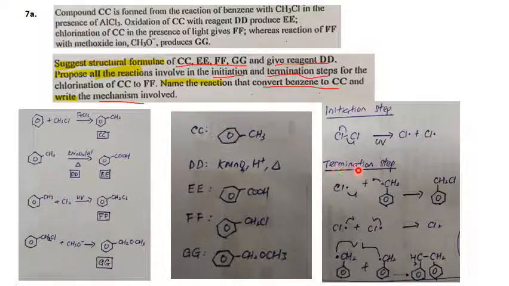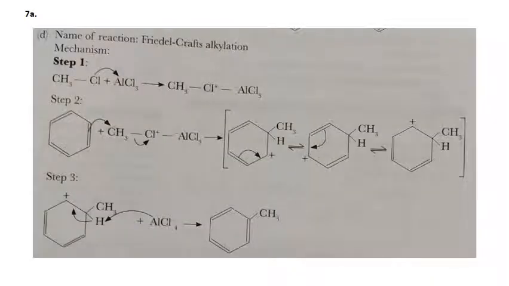Then for the termination step, there are 3 possibilities. So these are equations 1, 2, 3. So let's check. And then don't forget there is another question, to name the reaction. So this is Friedel-Crafts alkylation, and show the mechanism. Let's check. Okay, so the name of the reaction is Friedel-Crafts alkylation, and the mechanism involves 3 steps.